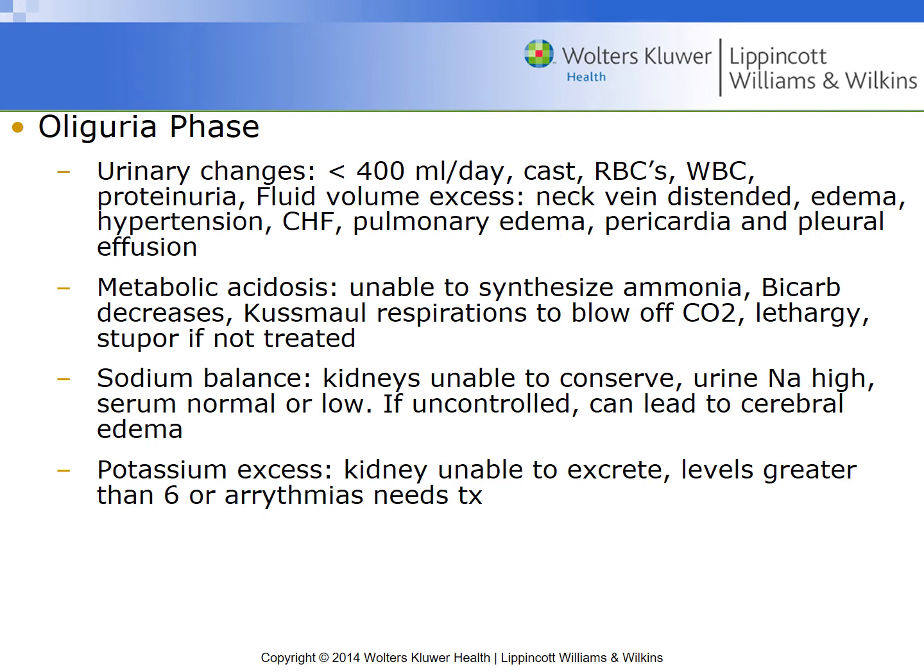Sodium balance: the kidneys are unable to conserve it, so we're going to see a high urine sodium level, whereas the serum level may be normal or low. And of course, if that's uncontrolled, if we don't get on top of that, that can lead to cerebral edema. And then we can also see an excess of potassium because, again, the kidneys are not able to excrete it. And of course, levels greater than 6, we can start seeing arrhythmias. And patients can die from hyperkalemia.